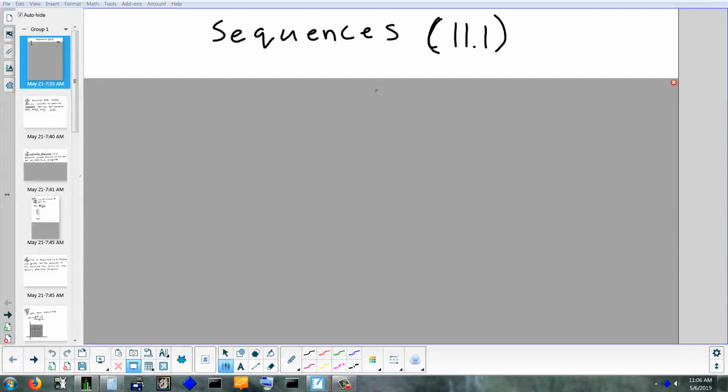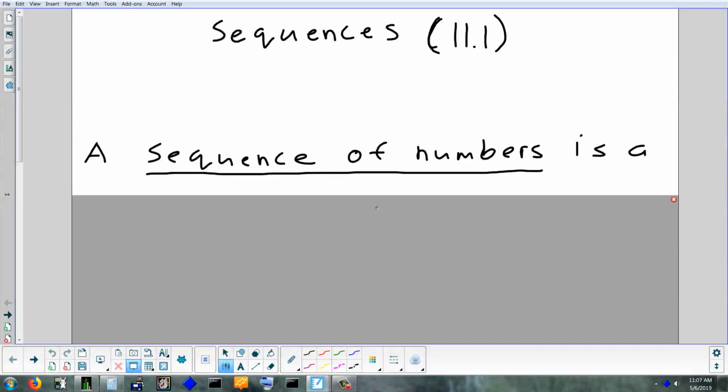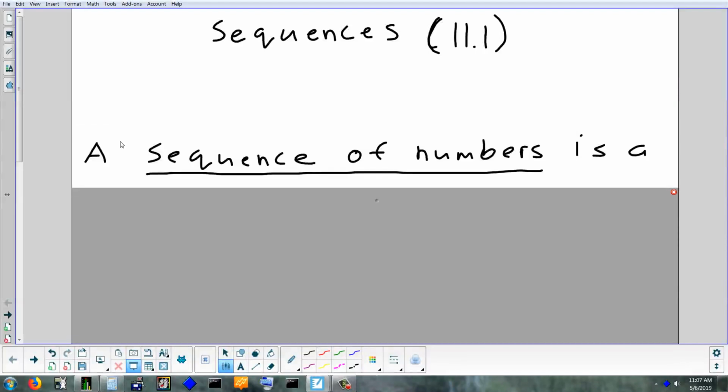Okay, so last chapter we're going to look at is chapter 11. There's a few different topics in it, from sequences and series, binomial theorem, and then a little bit with probability and proof. So it's kind of a mixture of a lot of different stuff in this chapter. Okay, but first thing we're going to look at is what's called a sequence.